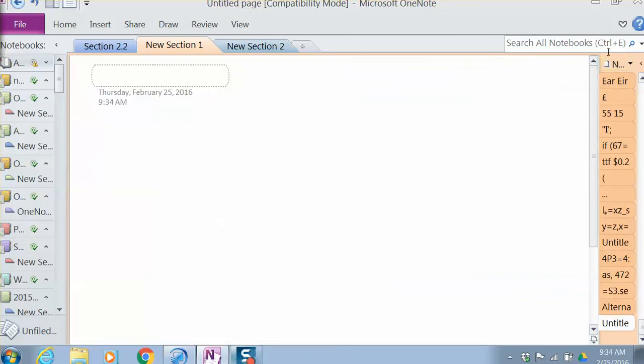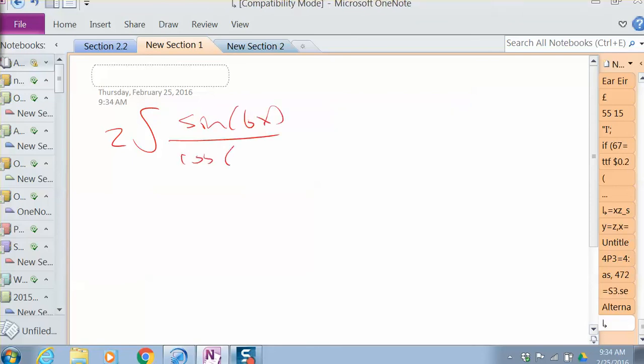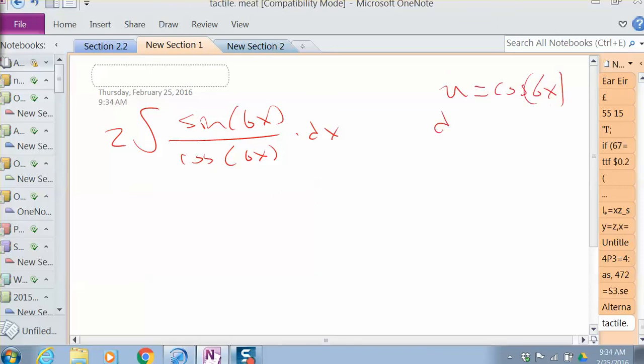So let me go back. Let me go over here. So we rewrite the problem. It's 2 sine 6x over cosine 6x times dx. We're letting u equal cosine 6x. Of course, the derivative of that is negative sine 6x times 6, right? If you move things around, you should get du over 6, and we can push the negative to the other side.